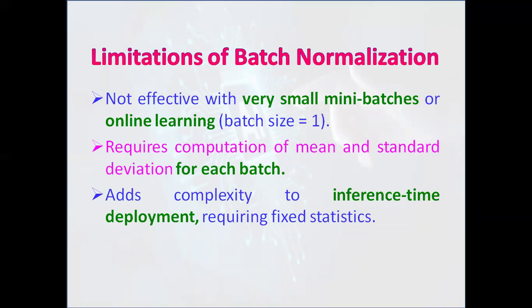It does not perform well with very small mini batches or in online learning scenarios where data is processed one sample at a time. This is because BN relies on meaningful batch statistics to perform accurate normalization. Additionally, calculating the mean and the variance for every batch adds computational cost. During inference, using moving averages from training ensures consistent behavior, but careful handling is required to maintain the accuracy of these statistics across different data distributions.